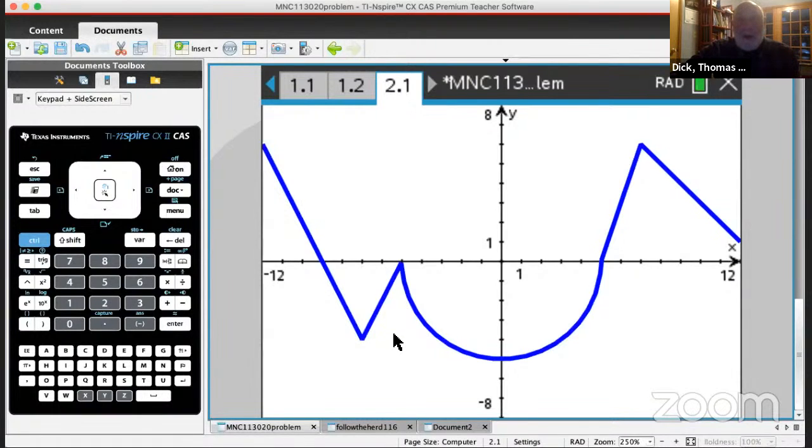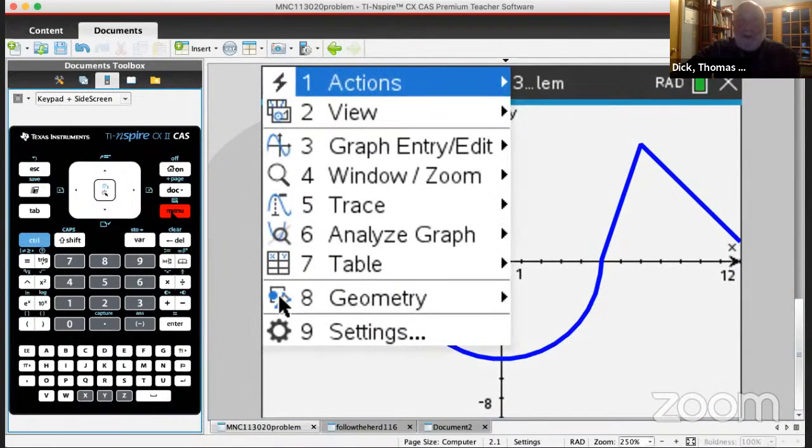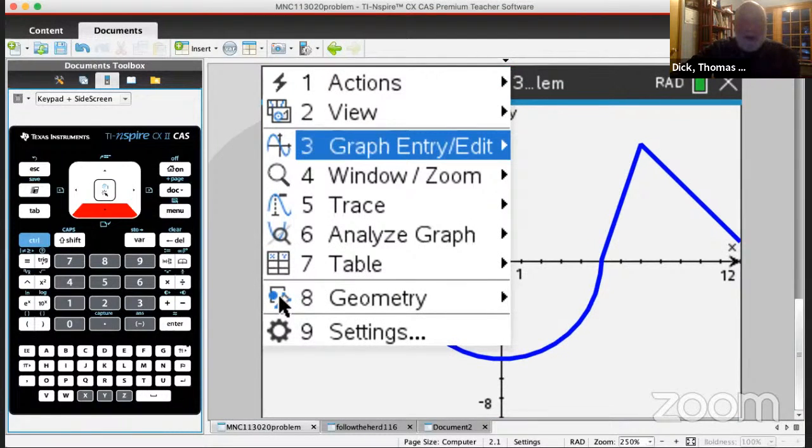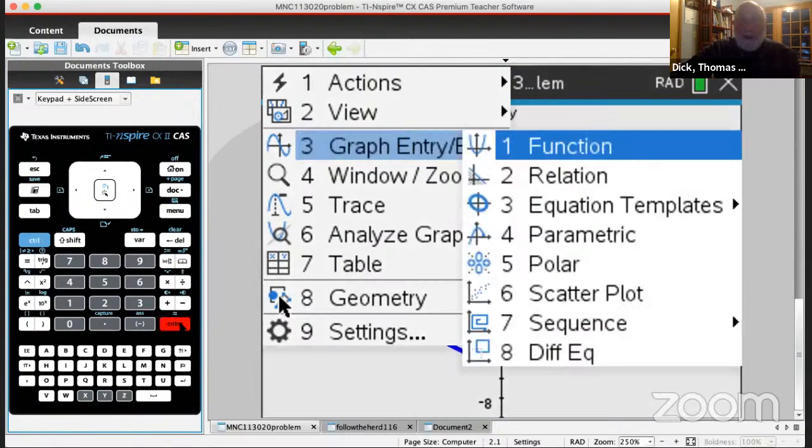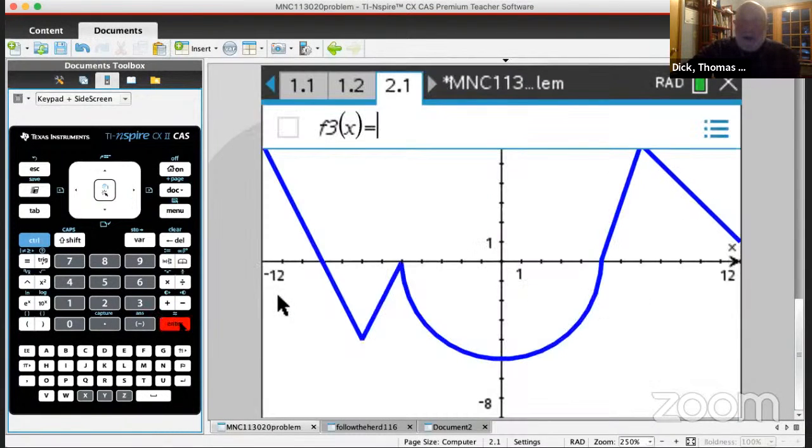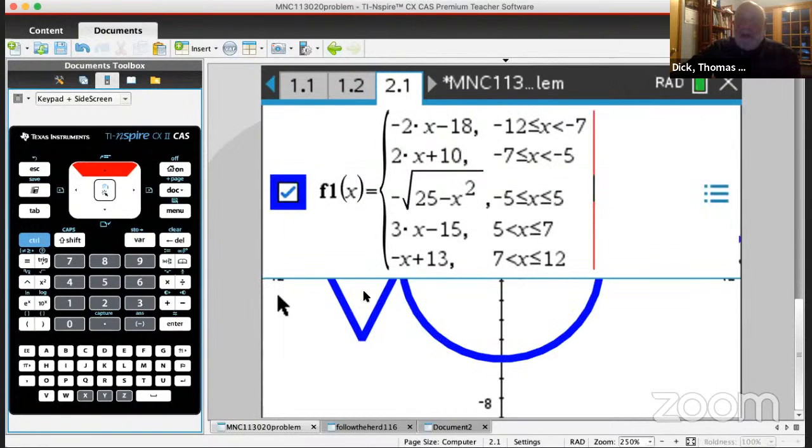And so I just want to go ahead and take a look. Let's see what the formula for this function looks like. I'll go down to my graph entry edit. There's the function. And let's go up and take a look. And there it is. That's that piecewise defined function.